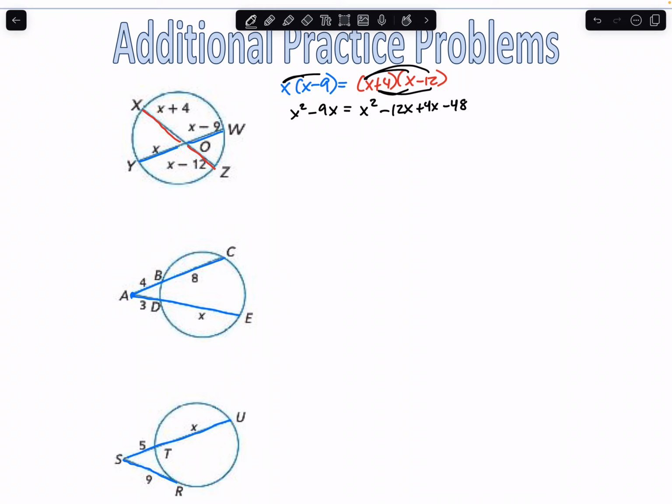And then I just combine like terms, right? x squared minus 9x equals x squared, and these two give me a negative 8x minus 48. Subtract x squared on both sides. These nicely cancel out, leaving us with negative 9x equals negative 8x minus 48. Since there are no x squares, I don't have to worry about factoring anything. I just move everything to one side, so I'll move the 8x over. That leaves me with negative 1x equals negative 48. And when I divide both by negative 1, I get x equals positive 48.